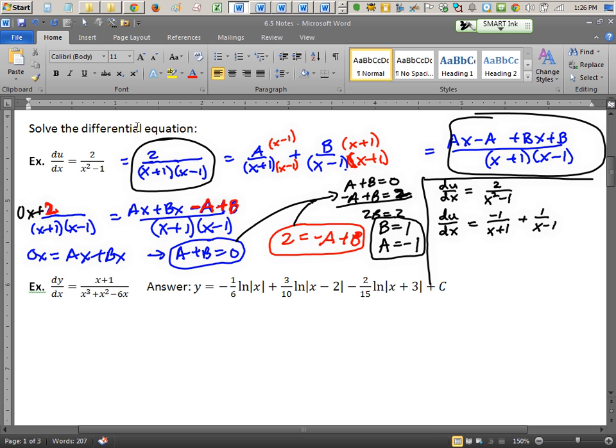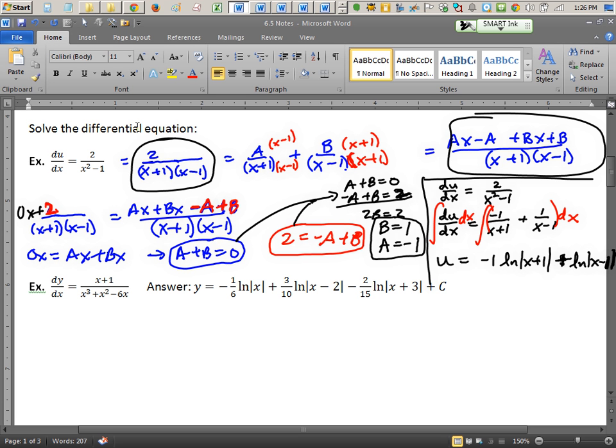Okay, so now it's time to integrate both sides. So if you just slap an integral on this side, don't forget the dx, and slap an integral on this side, dx, the left side is officially just u, right side is negative 1 ln |x plus 1| plus ln |x minus 1|.